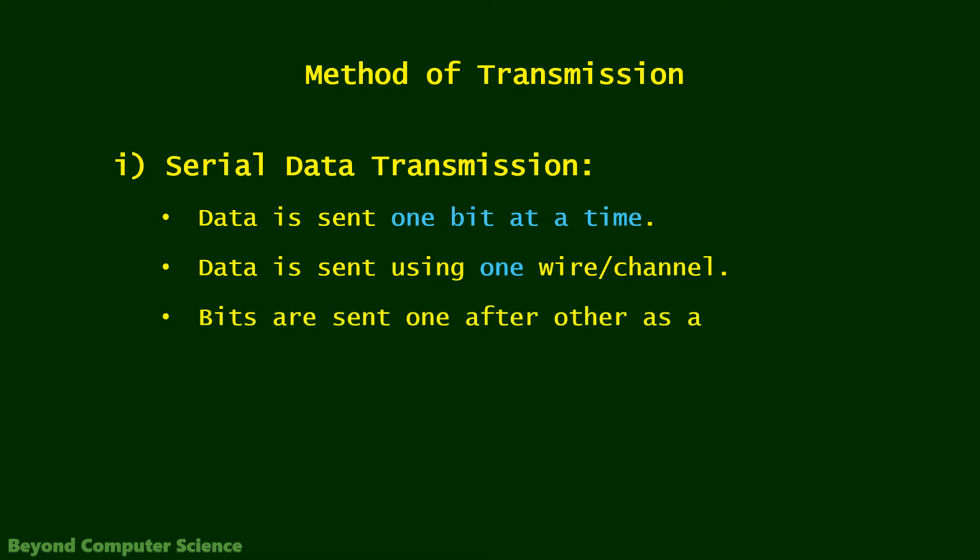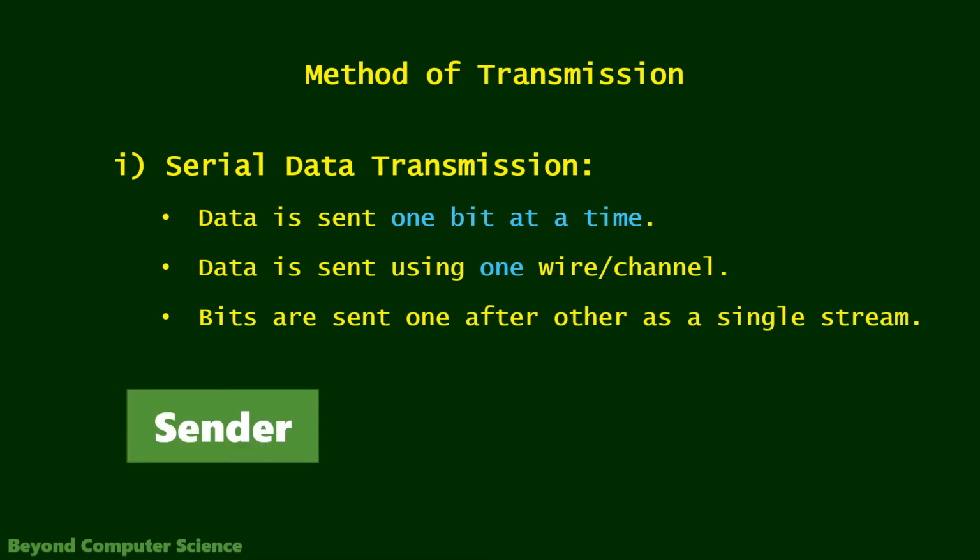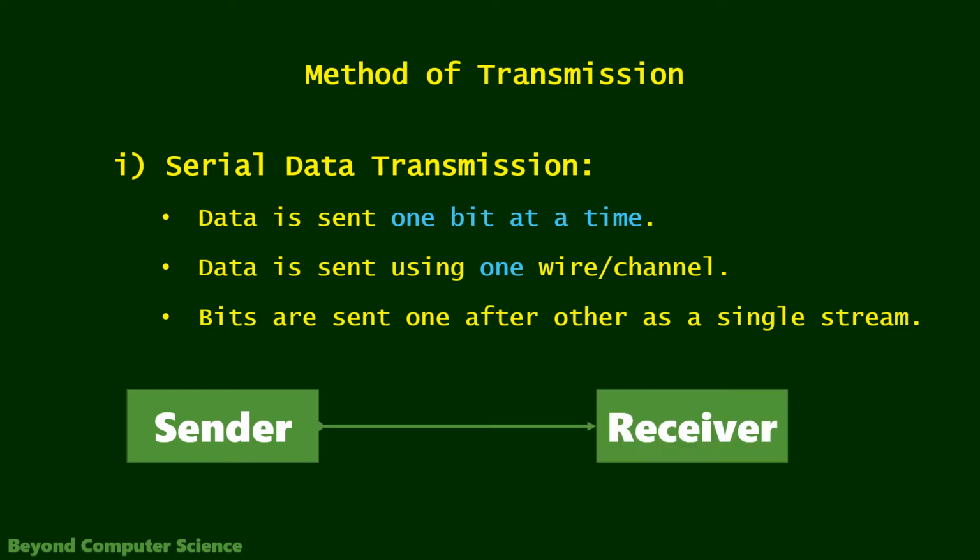Bits are sent one after the other as a single stream. For example, you have a sender computer or a sender device. You have one wire, one channel, and the receiver is receiving the bits one after the other. It is the most secure way of transmitting data. There is no problem of skewness or any other problem in serial data transmission. It works well over long distances. It has no problem of skewness.